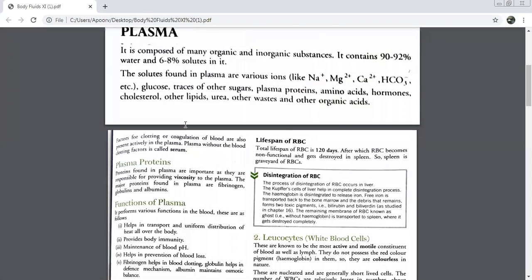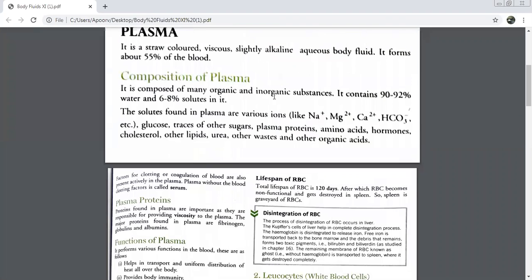Let me very quickly go back to plasma. It is mainly 90 to 92% water. And how much percent of solutes? 6 to 8%. Name the ions present in plasma: sodium, calcium, magnesium, and bicarbonate ions. Apart from this, many other things are present. You may not learn all of them; learn the simple ones: sugars, amino acids, glucose, cholesterol.